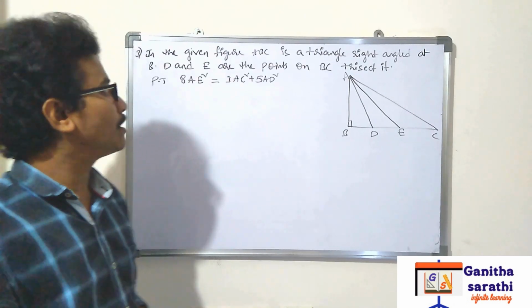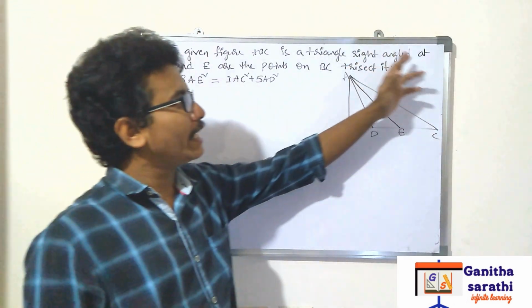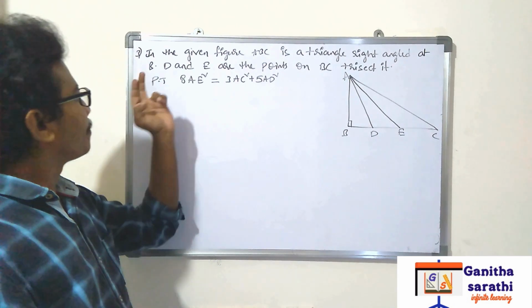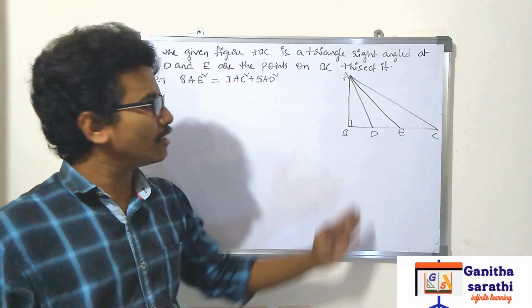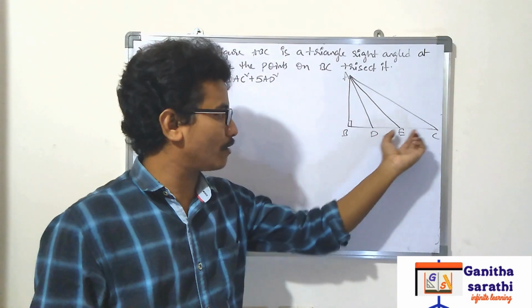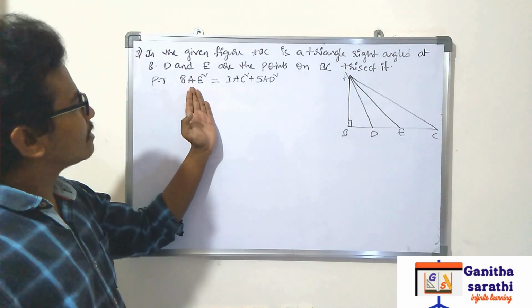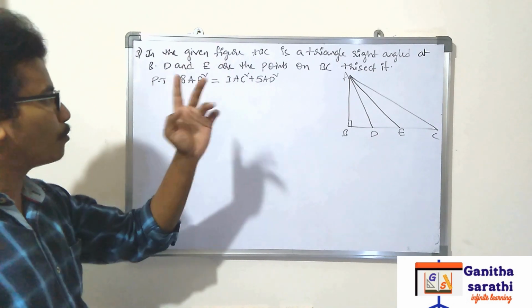Now see the problem which is on the board. In the given figure, ABC is a triangle, right angled at B. So in this figure, B is the right angle and D and E are the points on BC trisected. Trisect means 3 equal parts will be there, 1, 2 and 3 parts. Next, 8AE square is equal to 3AC square plus 5AD square. We have to prove this one.